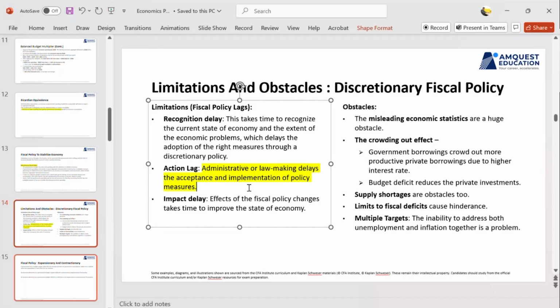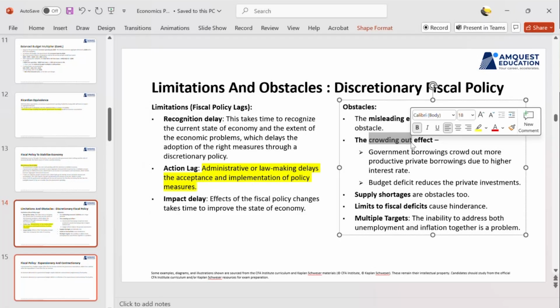Okay. What are the obstacles? Obviously, the biggest obstacle is the misleading statistics. Statistics basically means that the statistics being given to you are not accurate. They're not updated. Okay. There's another, the crowding out effect. Now learn this theory well. Crowding out effect means where you're trying to crowd out other people and other good things because of your policies.